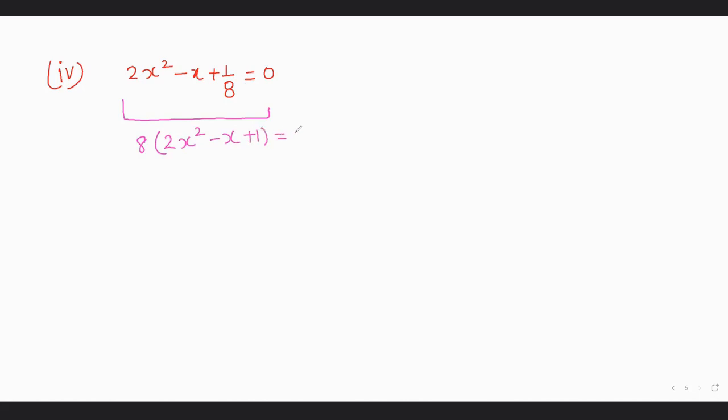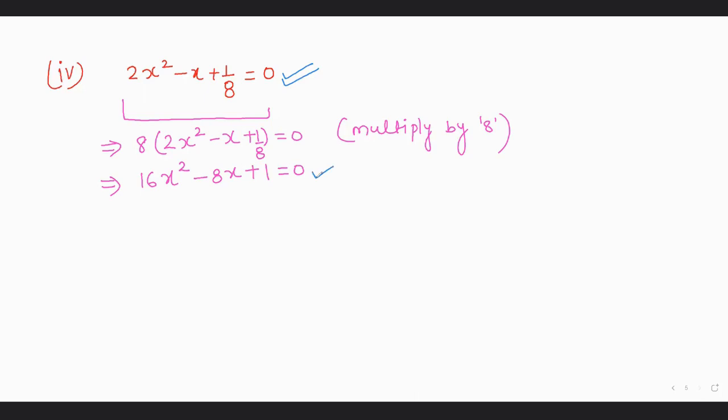This will be the first step. If you multiply this equation by 8, let me write here, multiply by 8. So what will this equation become? 16x square minus 8x plus 1 equal to 0. Now this same equation has become this equation, and it's easy to visualize this as a quadratic equation.